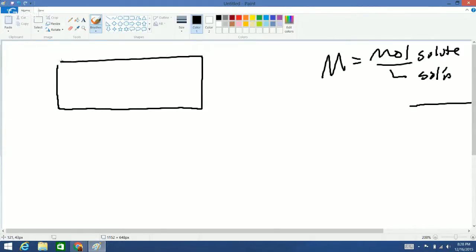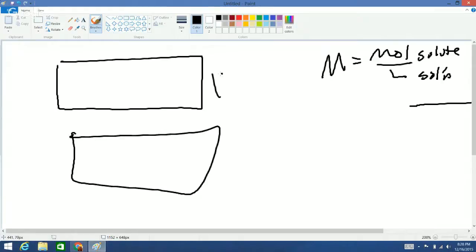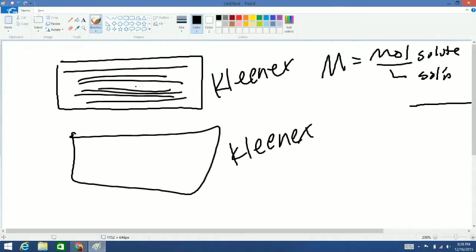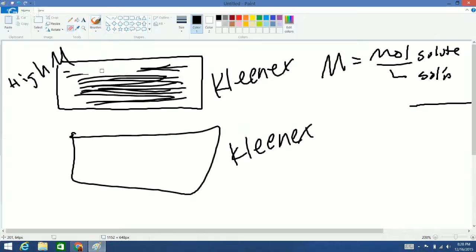So let's say you've got a box, and this is a Kleenex box. You just opened the box of Kleenex, so it's completely full with Kleenex. If it's completely filled with Kleenex, it would have a high molarity. Big M for molarity. But once you take a couple Kleenexes out and you use them, you now have less stuff packed in, and if you have less stuff packed in, then it's a lower molarity. You've just suddenly lowered the molarity. So that would be an example of something with a high molarity and a low molarity.